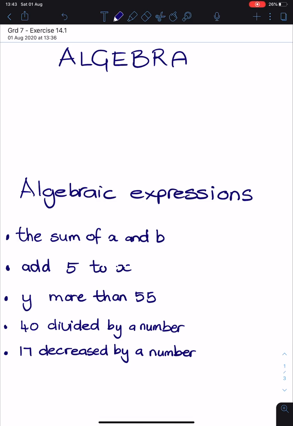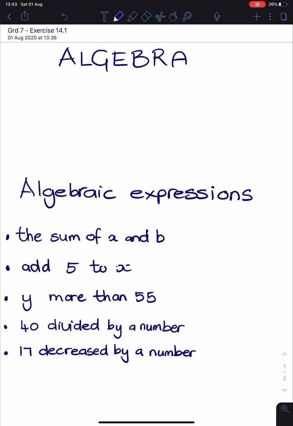Morning, grade 7s. The long-awaited algebra that you've been waiting for since last year that looks so difficult, but believe it or not, you've been doing it for years. Algebra means that we are replacing our placeholder with a letter.